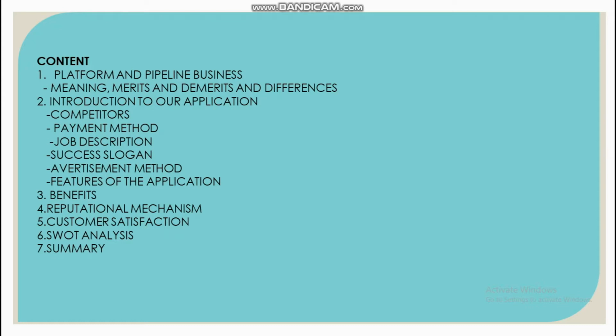The first one is SWOT analysis, which is strengths, weaknesses, opportunities and threats of our application or the product or services we're gonna present in the market. Then we're gonna summarize everything so that you can get an idea of what the whole text is all about. So let's come to the first slide.